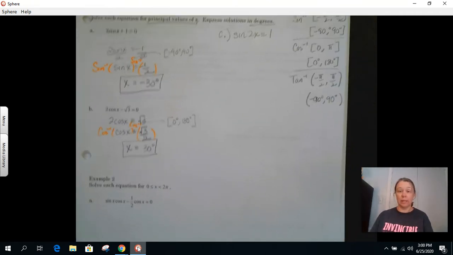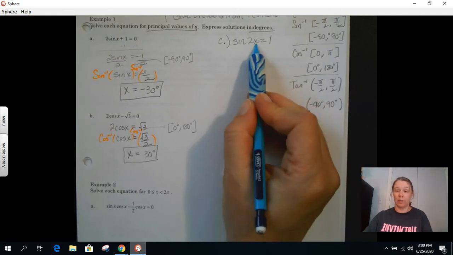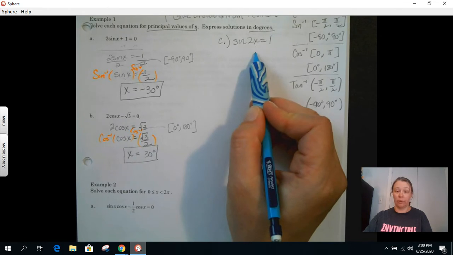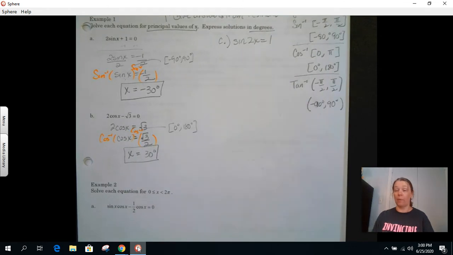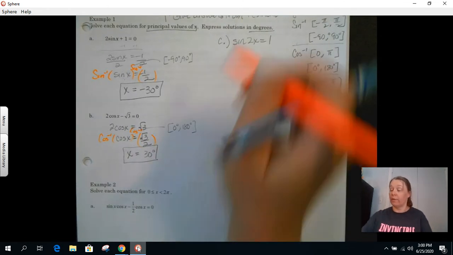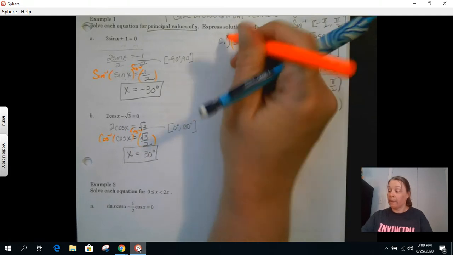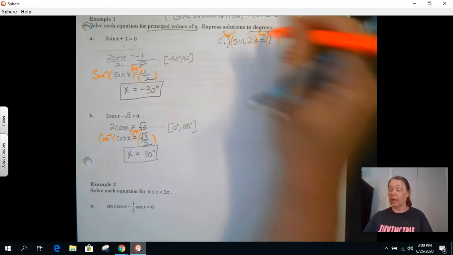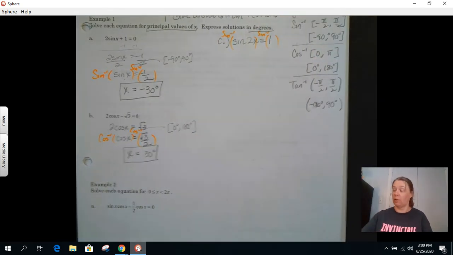The 2 is inside the argument with the x, so it's a sine of 2x. I cannot divide that 2 off. Okay, it stays in there for now, but what I can do is get rid of that sine of x by taking the inverse sine of both sides. Again, a capital inverse sine so that I give my answer between 0 and 90.